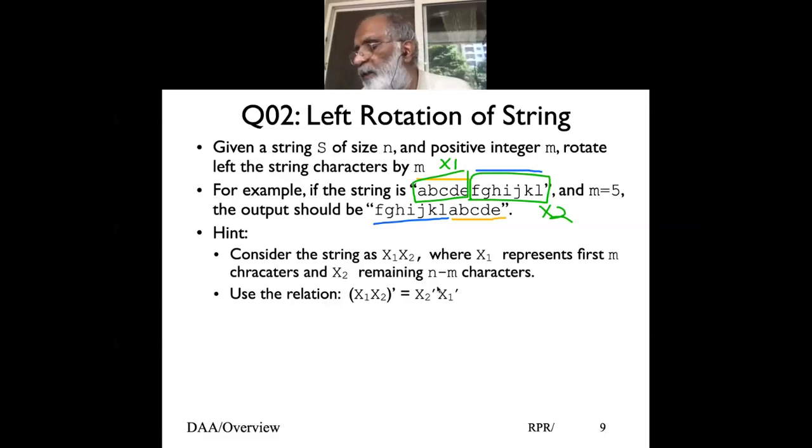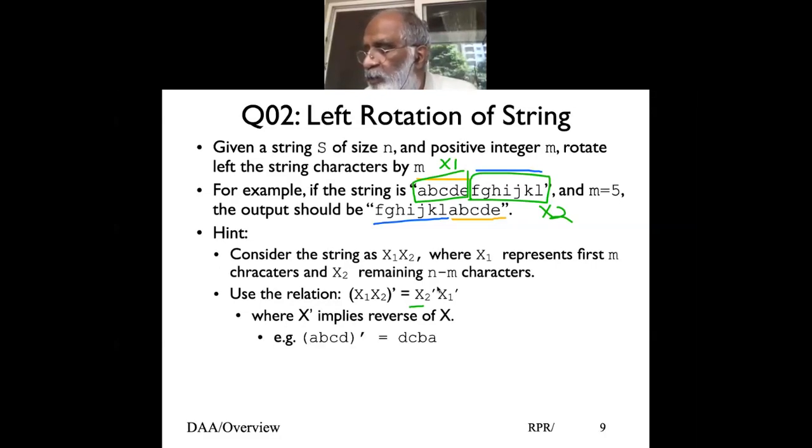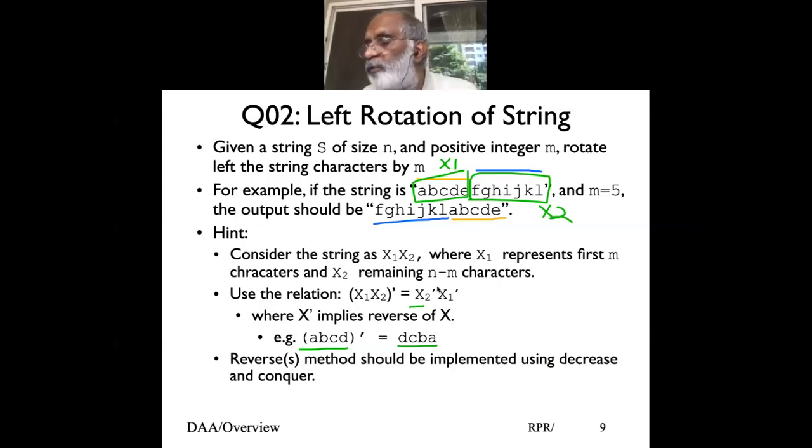We know the relation that reverse of x1 x2 is the same as x2 reverse followed by x1 reverse. So reverse of x1, x2 is reverse of x2 followed by reverse of x1. And this is the property we'll basically use. So what we want to do is, as I just said, reverse of A, B, C, D becomes D, C, B, A. So use the reverse method two times.